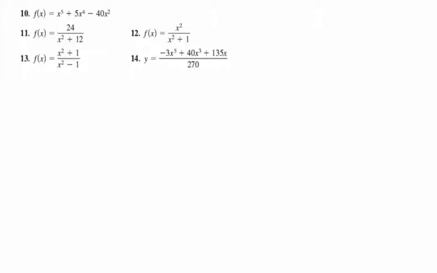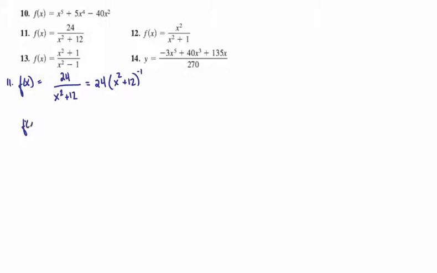We'll continue with these problems where we're trying to identify the open intervals on which functions are concave up or concave down. Let's jump right in with number 11. We have f of x is equal to 24 over x squared plus 12. Now this one I probably would rewrite as 24 times x squared plus 12 to the negative 1, since it's not going to involve either a product rule or a quotient rule.